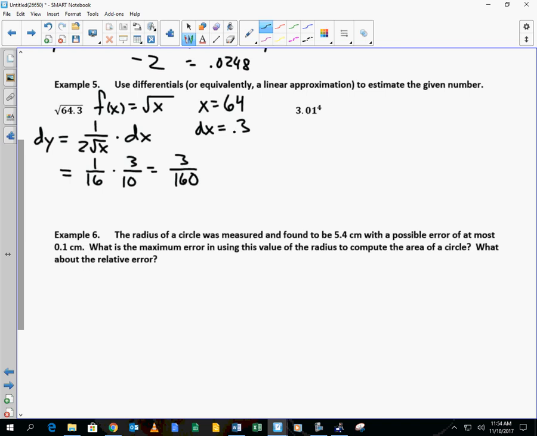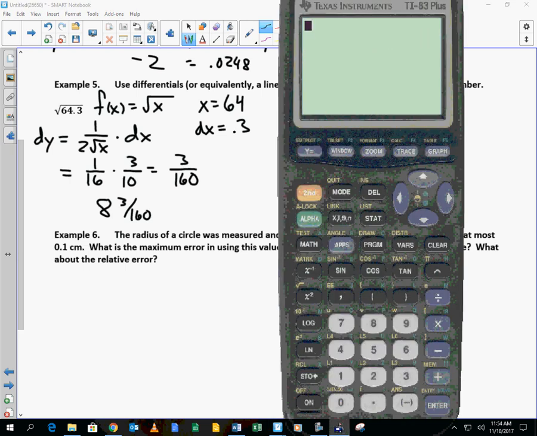So tell me this. What the heck does 3 over 160 mean? Because it sure as heck is not the square root of 64.3. Go up from what? Not 64, but from 8. Right. So the square root of 64 is 8. So I go up from 8 by 3/160ths, and that's a good approximation. Or at least they say it is. Let's see if it is or isn't.